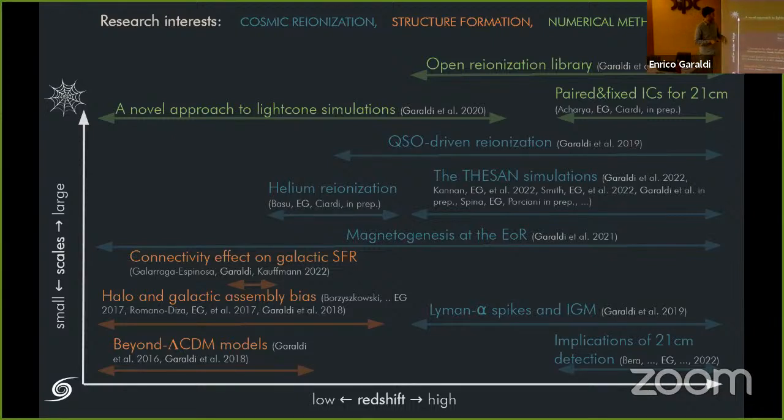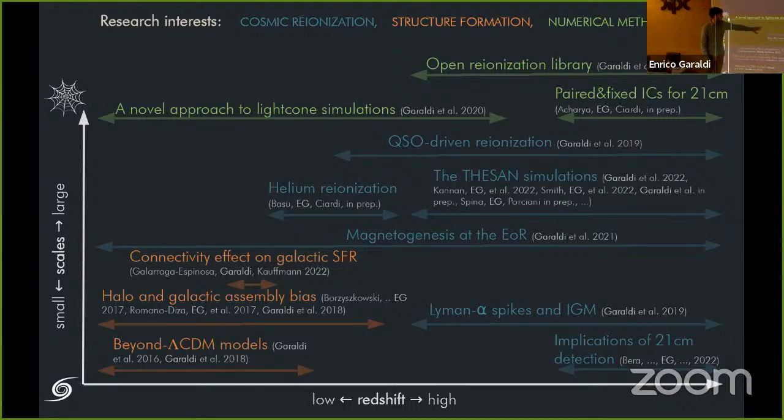I investigated topics across a range of scales, shown on the vertical axis, from galaxies to cosmic webs, so not really much below the galactic scales, and from low to high redshift on the horizontal axis. I'm not going to go through all of this, no worries. I just want to mention that I've developed a couple of codes to make simulations faster and more efficient, or to provide services to the community. For example, I'm working on an open reionization library, to provide reionization constraints and models in an easy-to-use way. I worked on galaxy assembly bias, including the effect of cosmic filaments, and on beyond-lambda-CDM models, investigating the effect on galaxies in cosmologies that are not our beloved lambda CDM one.